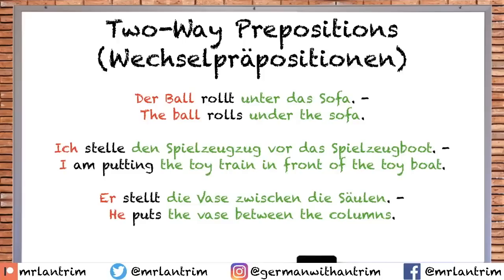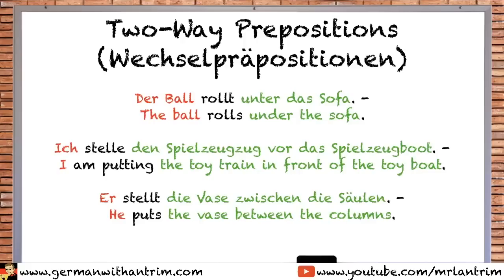Accusative. Er stellt die Vase zwischen die Säulen. He places the vase between the columns. It wasn't there before, it is now. That's a change of place and therefore accusative. Zwischen die Säulen.